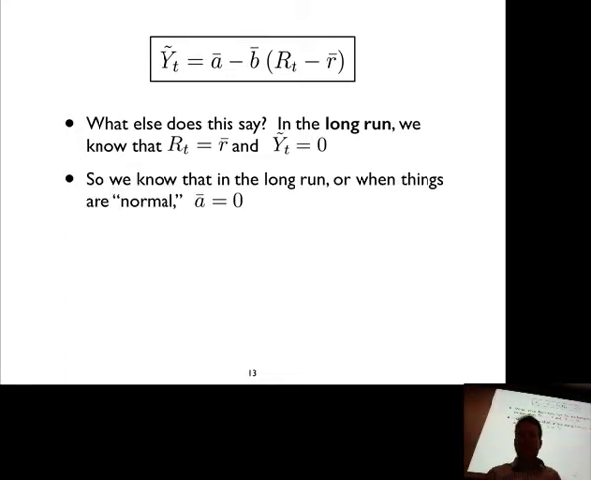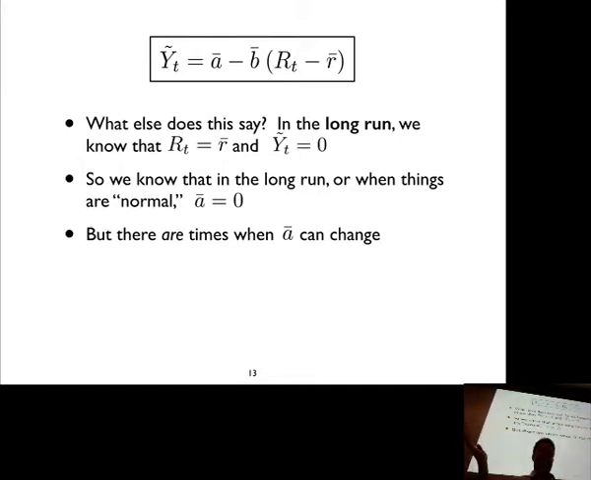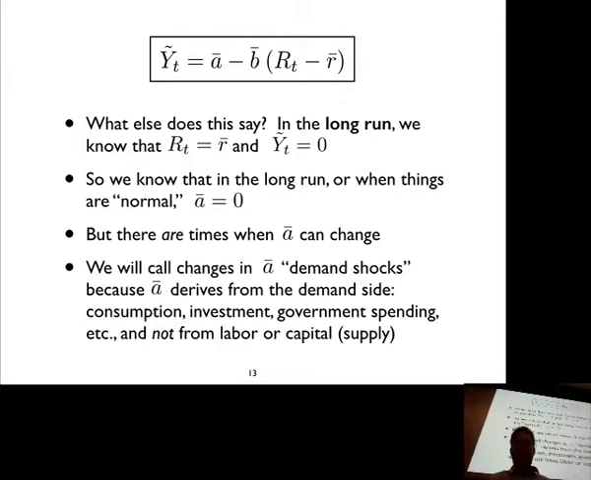The other thing to say here, and this gets back to your question too, is what is A bar? Well, it's equal to zero in the long run, but there are times when this can change, and so that's going to be a demand shock. It's going to be a thing that shifts the IS curve, and I think it's best to think about it left or right, as we'll see in a second here.